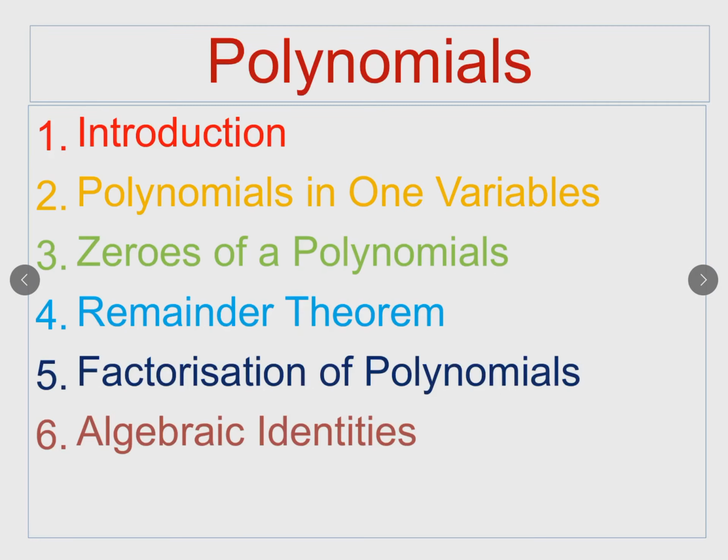So the chapter that we are studying here is polynomials. This chapter is divided into 6 subtopics, which are listed here. We have already covered the first 2 topics in the first session. Now in this video we will start the third topic, which is the zeros of the polynomial.